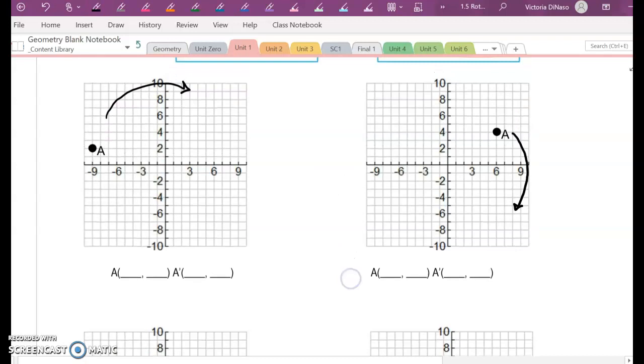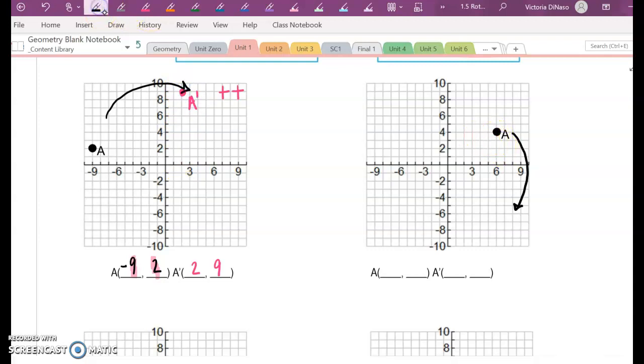So we are starting by flipping the signs. We're going to start at negative 9, 2. I'm going to take the numbers 9 and 2 and flip them around. So it's 2, 9. Based on this quadrant where it's positive, positive, I'm going to have a positive 2 and a positive 9. Positive 2, up 9. Here is my A prime.